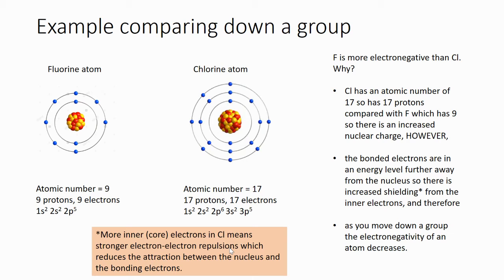The first step when answering one of these questions is to write down for each atom how many protons it has, how many electrons, and write the electron configuration. Then you can easily see that chlorine has more protons and that it has electrons in another shell.